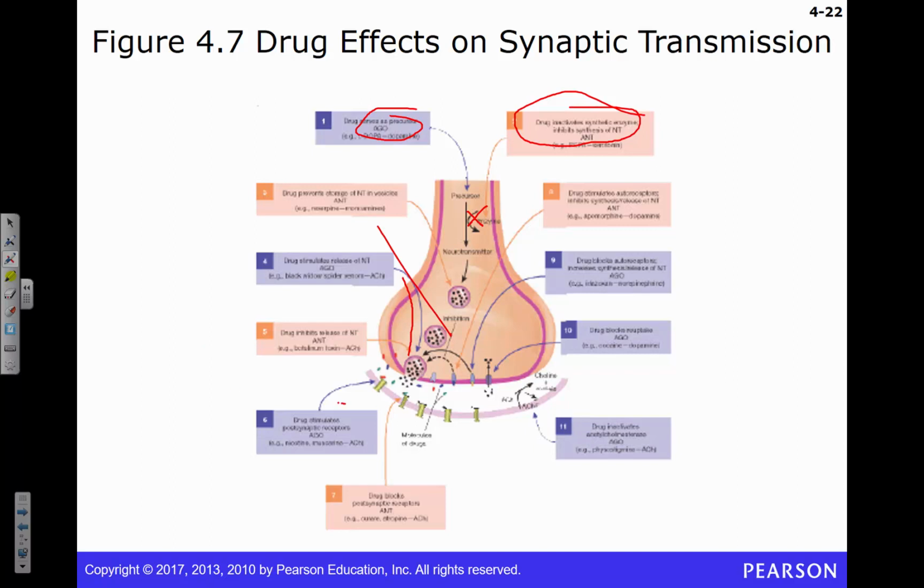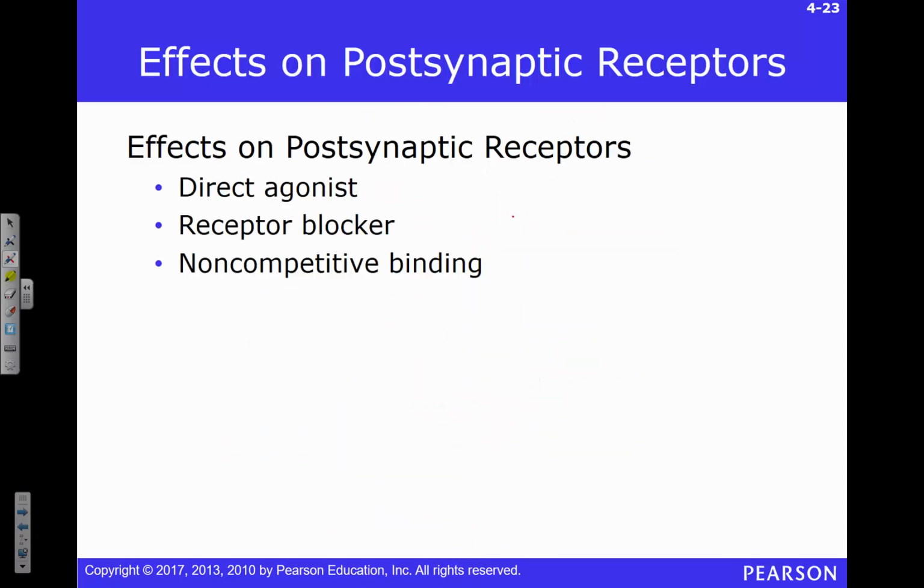We didn't really talk about this like acting directly as an agonist, directly onto the receptor itself, right? So there are direct agonists and direct antagonists, right? A direct agonist will directly open an ion channel, and an antagonist will block that if it's a direct antagonist. The other thing we should talk about, so there's direct agonist, receptor blocker, talked about that. Non-competitive binding, this is actually something that's kind of important.